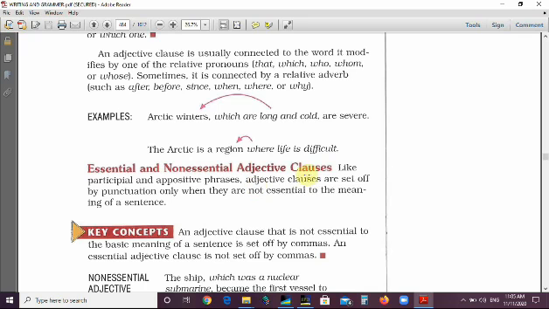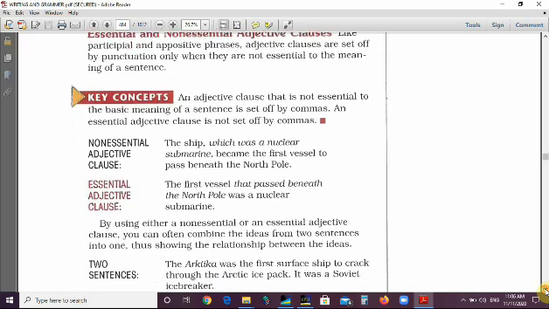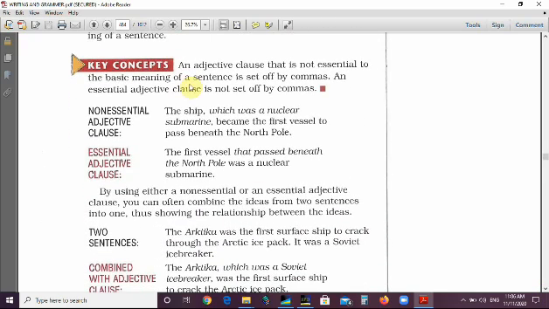Essential and non-essential adjective clauses, like participial and appositive phrases. Adjective clauses are set off by punctuation only when they are not essential to the meaning of a sentence. Here is the key concept: an adjective clause that is not essential to the basic meaning of a sentence is set off by commas. An essential adjective clause is not set off by commas. So if the adjective clause is essential to the meaning of the sentence, it's not set off by commas. If it's not essential, it is set off by commas.